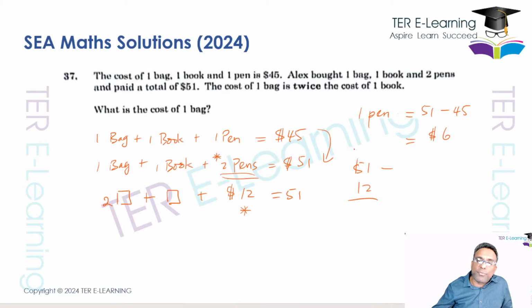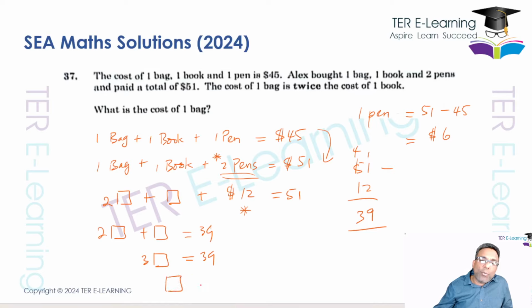So we're going to borrow from this. So this is 4 and this is 11. So this is going to be 9 here, and 4 take away 3 is 39. So therefore, what we're saying here is that 2 boxes plus 1 box is actually equal to 39. Now 2 boxes plus 1 box here, that's going to be 3 boxes, is equal to 39. So therefore, 1 box, which is actually the price of 1 book, is going to be 39 over 3, which is going to be $13. So that's the price of 1 book.